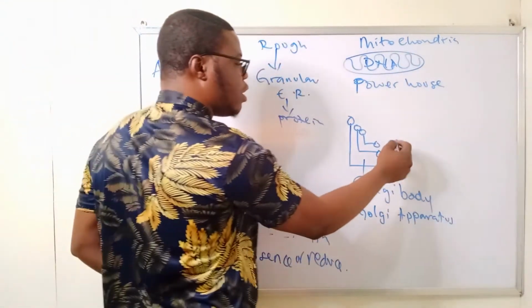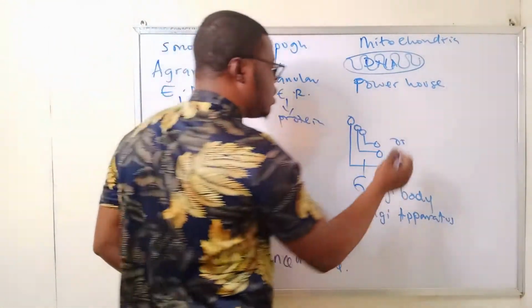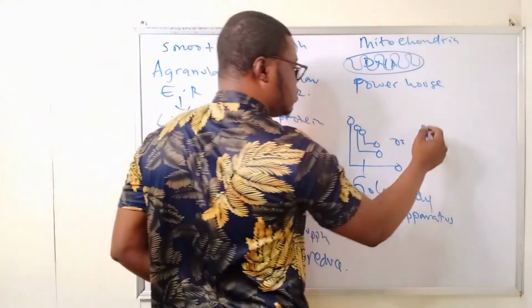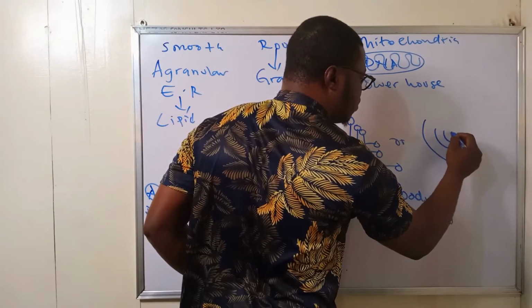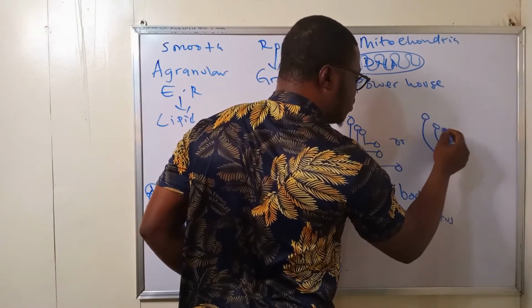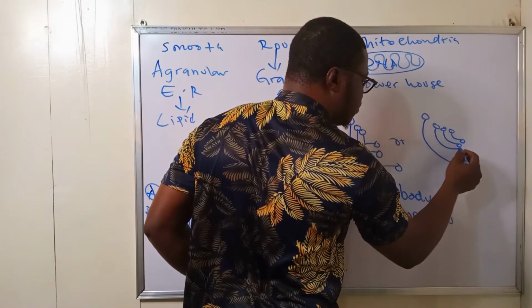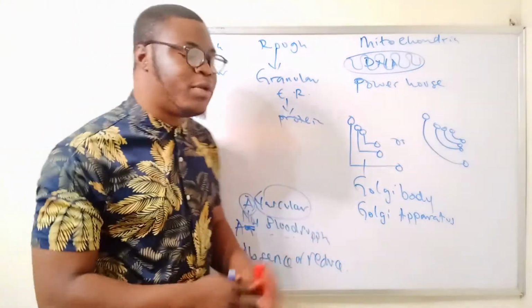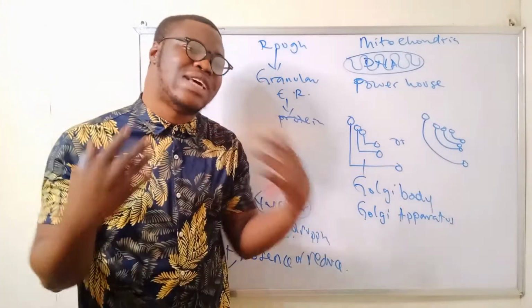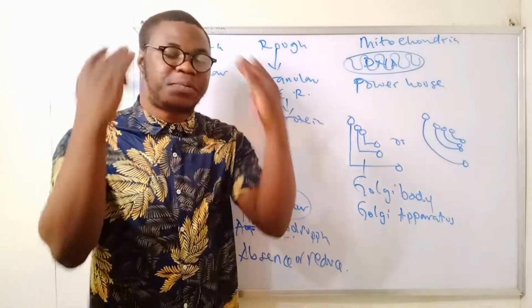Apart from this diagram, you can also use your C or curve to draw them. So, like curve. So, continue the curve. So, add a vesicle on top and add your vesicle below. Now, what's the function of these guys here? The function of the Golgi body or the Golgi apparatus is just to serve as an immigrant or emigrant. Just put that at the back of your mind.